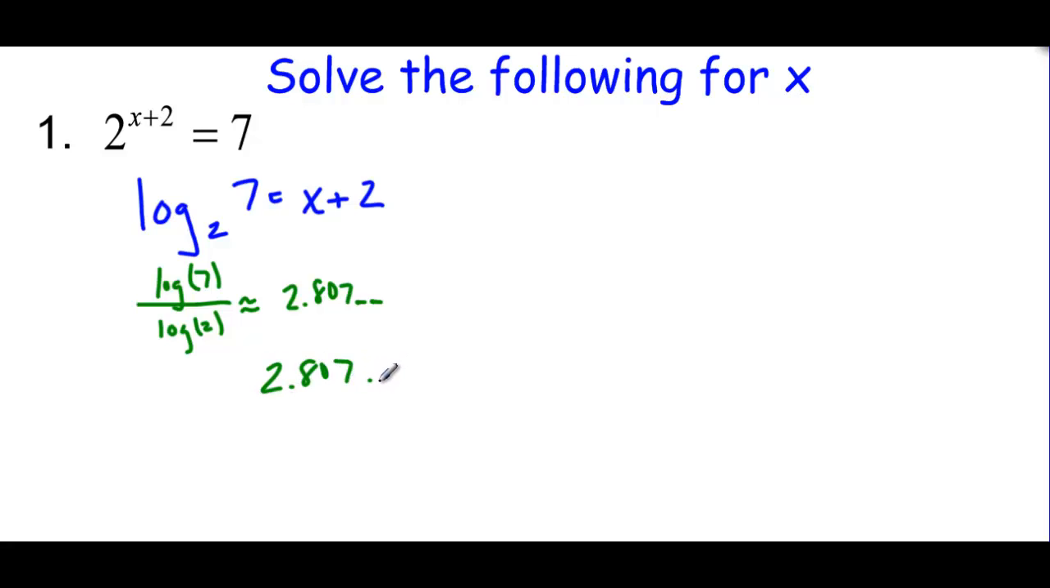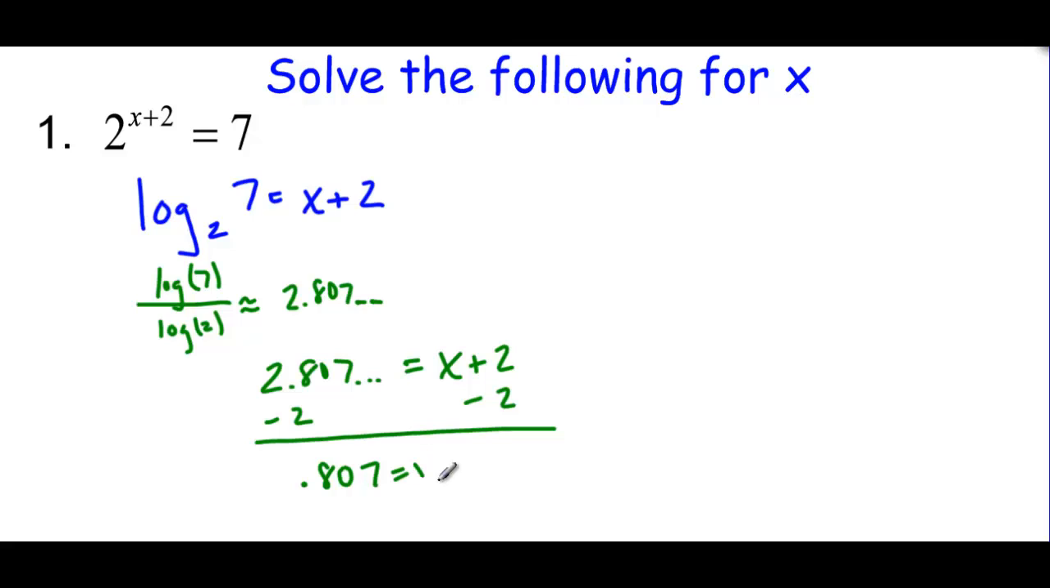So I'm just going to rewrite that here. Again, it keeps going on. I'm just going to show that with a couple dots, equals x plus 2. Okay. And then what I need to do is subtract 2 from both sides. And if I do that, I'm just left with the decimal part. So my answer would be, and we're going to round to 3 decimal places today, 0.807 is equal to x.